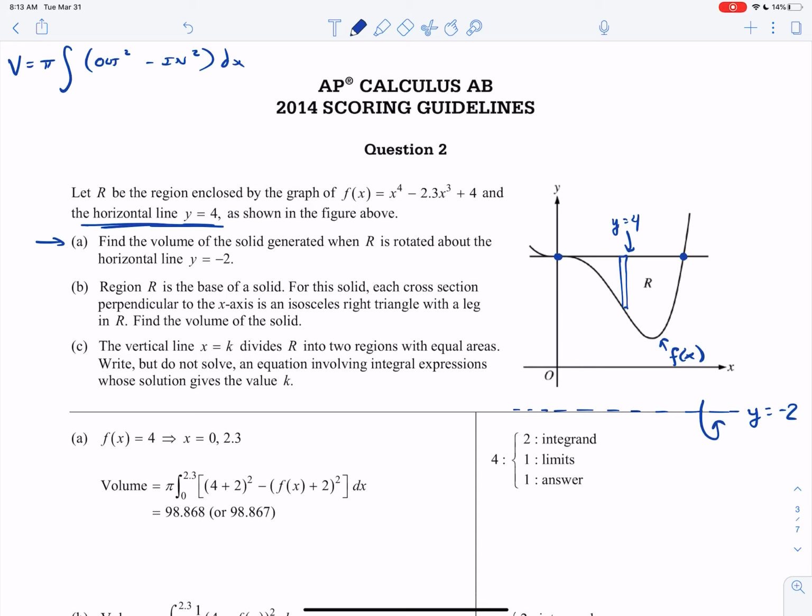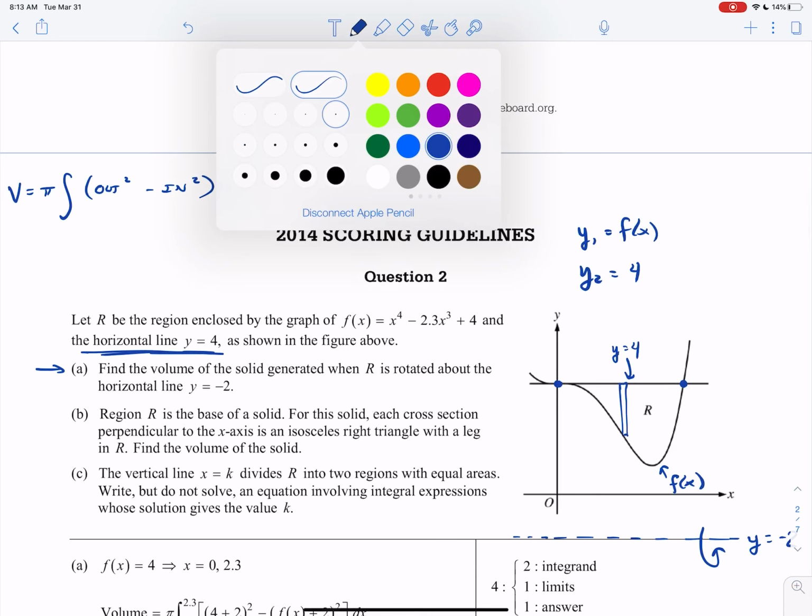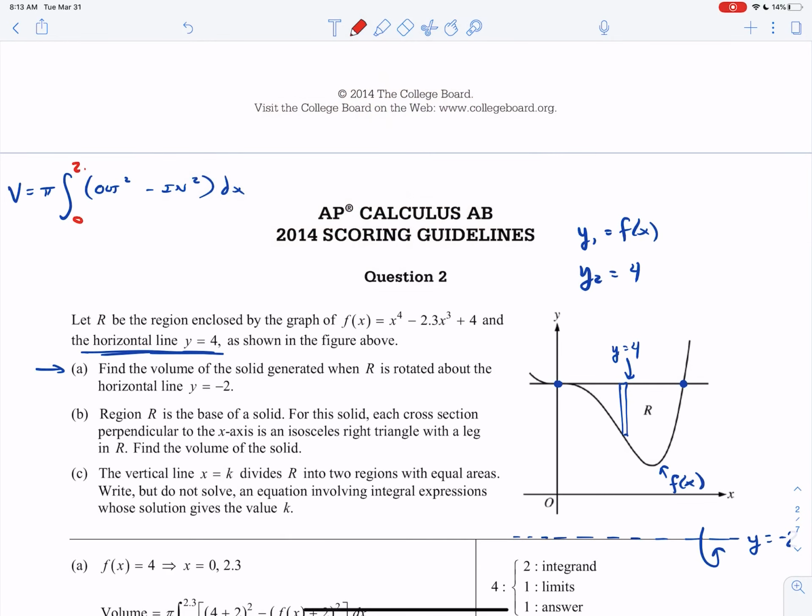What you can easily do is graph y1 as f of x, graph y2 as 4, graph the two, and then calculate your intersections. You would just go to second, trace, 5, and you know what to do next. You should be able to get 0 and 2.3. Your intersections, again, are where the region starts and stops. So the only thing we have left is the outside and the inside.